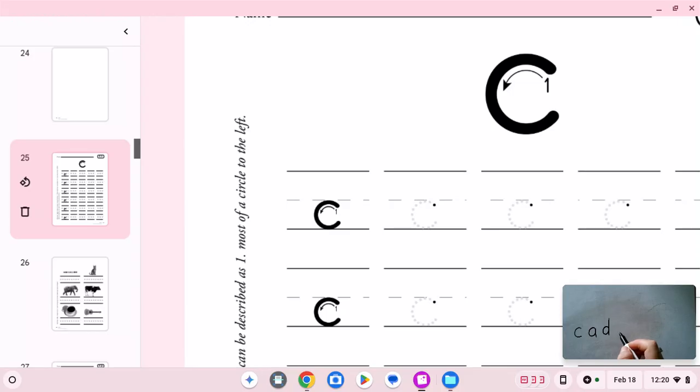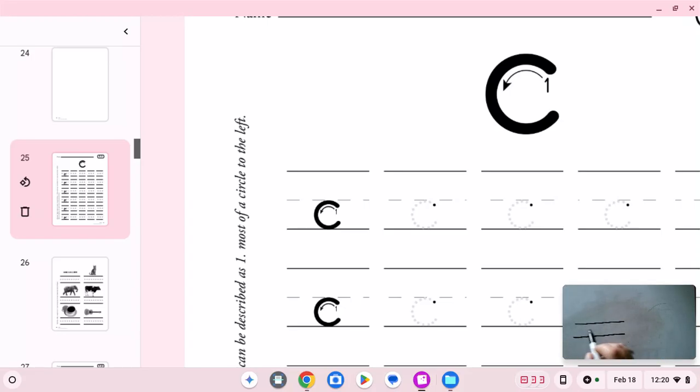Our program uses slightly different words, but as long as you're using some sort of words to help them form the letters, and they're saying those words as they form the letters, that's a huge thing. It's really helpful for those kids who struggle with handwriting.